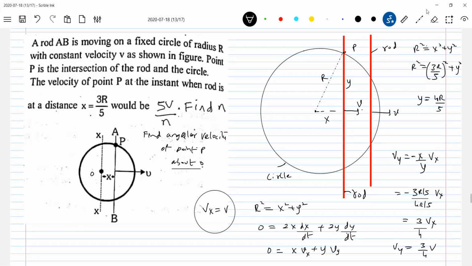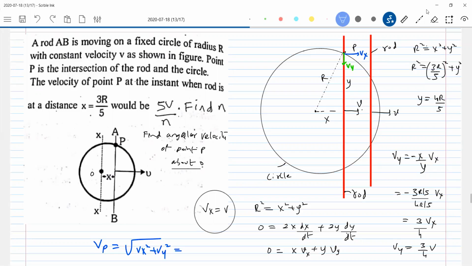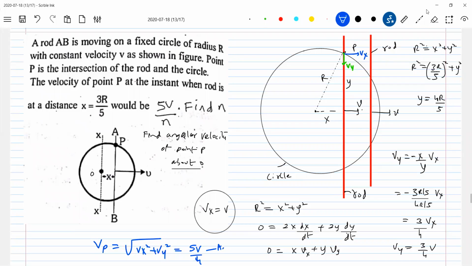Now there are two velocities for the point P. What are the two velocities? One is the y component, Vy, and the other is the x component. The resultant of that is the speed of the point P. So what is the speed of point P? It should be equal to the square root of Vx square plus Vy square. So 5V by 4. This should be our answer.